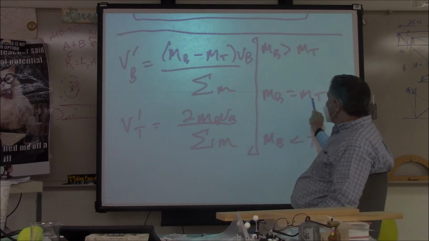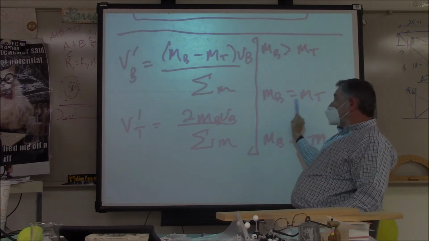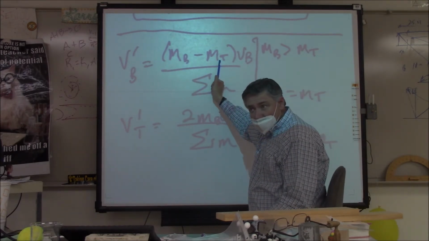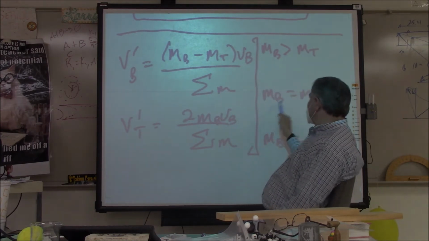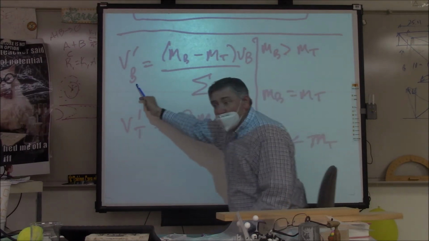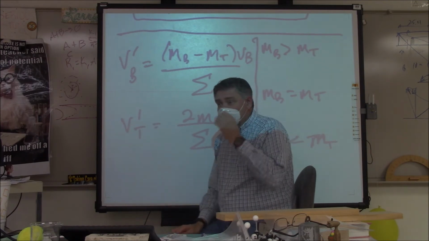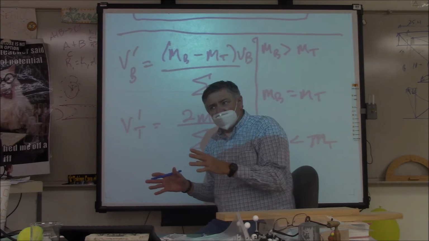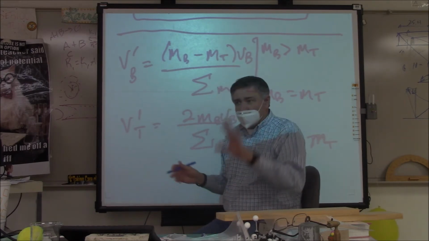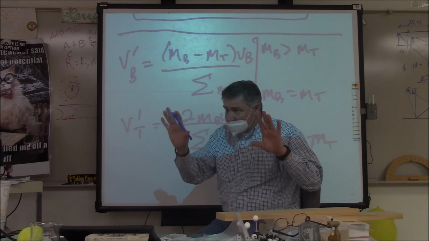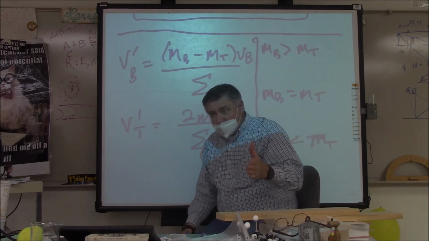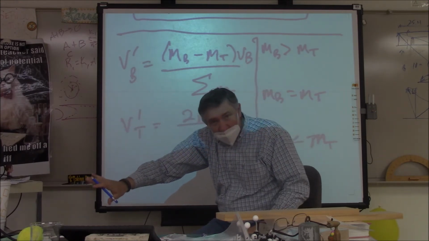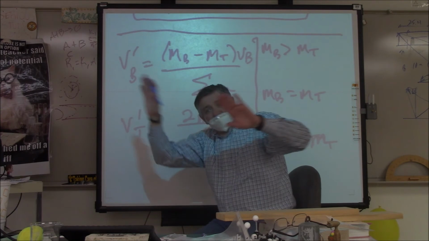Now, if the mass of the bullet equals the mass of the target, they're the exact same size. When I subtract this, what am I going to get? Zero. So if the mass of the bullet equals the mass of the target, the bullet's going to stop. Because if you think about it, that has to make sense. My momentum and energy have to be conserved. So in this collision, if the bullet and the target have the same mass, the bullet's going to stop, and the target's going to take off with the exact same momentum and the exact same energy that the bullet had before the collision.